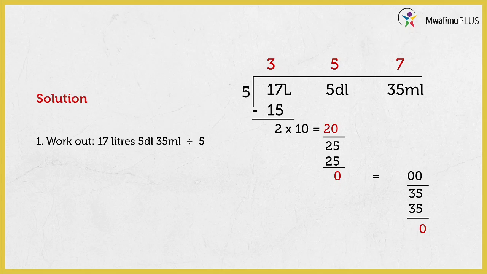So we write 7 on top of 35 on the ml side, then we multiply 5 by 7 to give us 35. So we have 35 and 35, then we subtract. Again, what do we get? Automatically we get 0. So we write 0. Therefore our answer, when we divide 17 liters 5dl 35 ml by 5, is 3 liters 5dl and 7 ml.